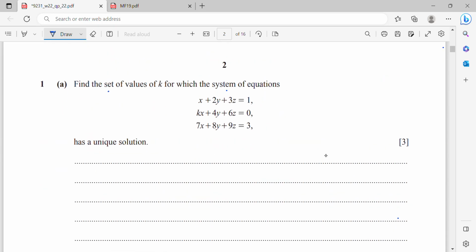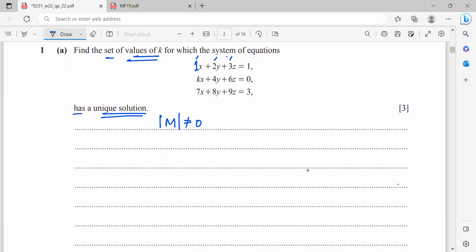1a, find the set of values of k for which the system of equations has a unique solution. For a unique solution, we know that the determinant of the matrix M is not equal to 0. So what is the matrix M? The matrix M is the matrix that consists of all the coefficients of the variables.